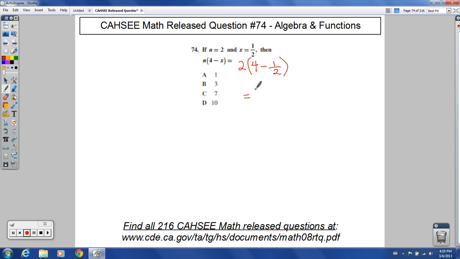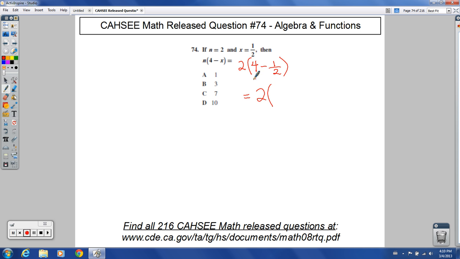I'll show you what I think is the way that will work, no matter how complicated this gets. I know some of you would look at that. This would be the easier way to do this and say, hey, that's just 3.5. I know that 4 minus 1/2 is 3.5, and 3.5 times 2 would be 7. So yes, our answer is 7.